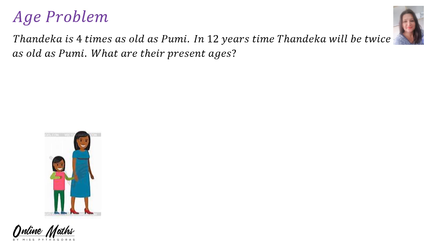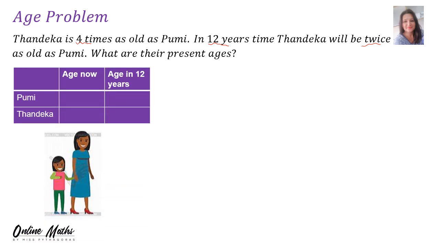Let's do another age problem. Tandeka is 4 times as old as Pumi. In 12 years' time, Tandeka will be twice as old as Pumi. What are their present ages? Inside a table, there's Pumi, Tandeka, their age now, their age in 12 years.